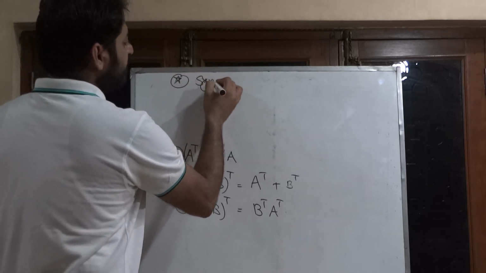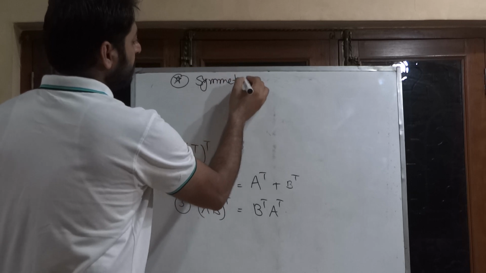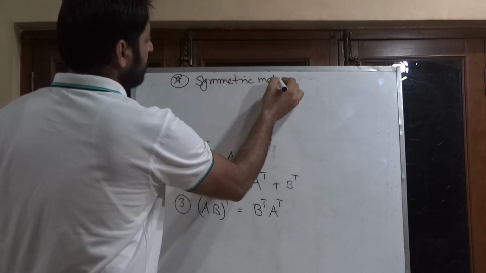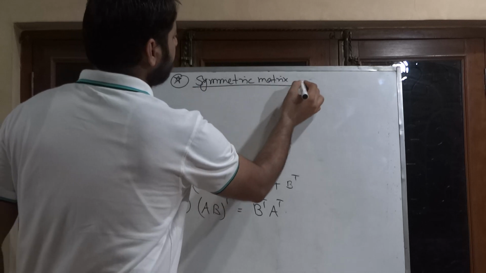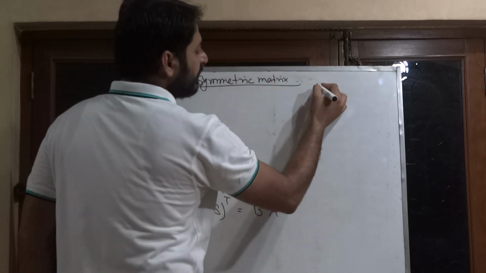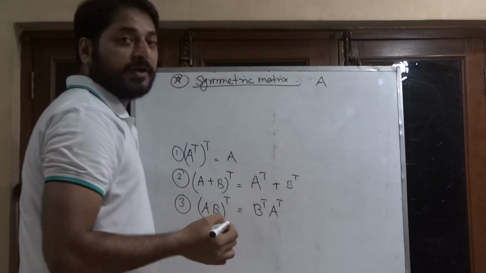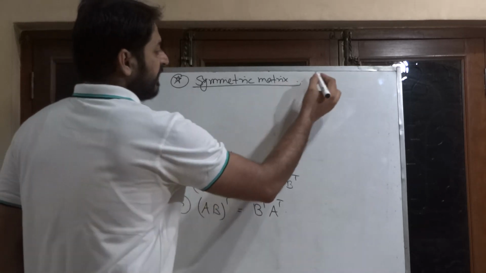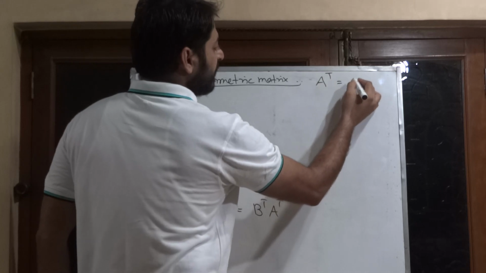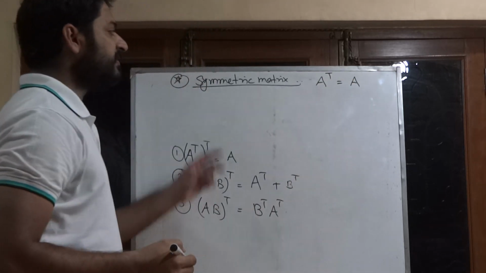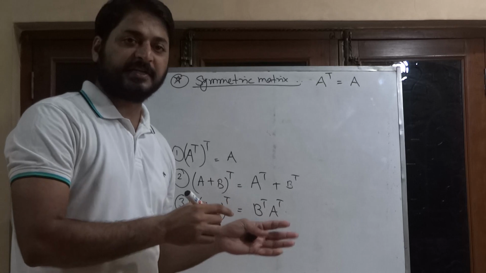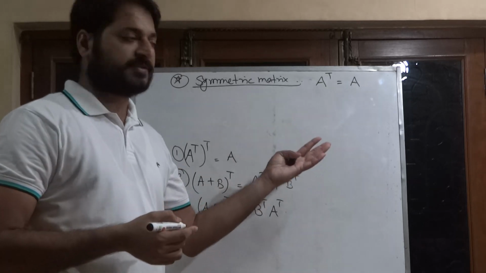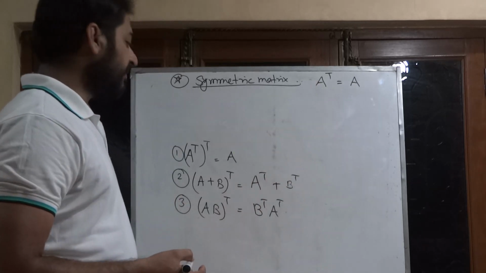The first one is the symmetric matrix. A symmetric matrix is one where the transpose of the matrix is equal to the matrix itself. At that time, the matrix is known as a symmetric matrix. That is, if you take the transpose of the matrix and it again turns out to be the same matrix, then it is known as a symmetric matrix.